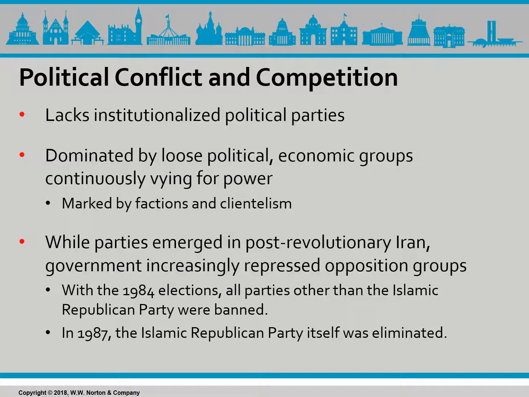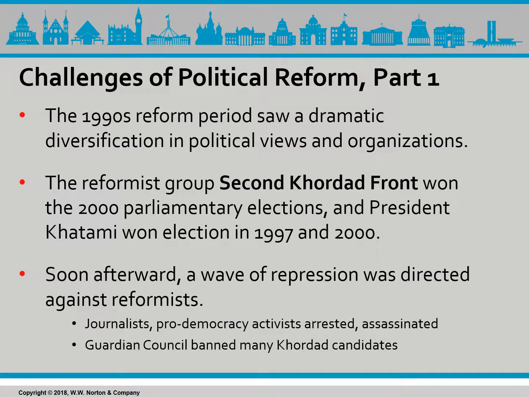Parties emerged in post-revolutionary Iran. Government increasingly repressed opposition groups. Again, they're a single-party system now, and it's the Islamic Republican Party that has been running. But hilariously enough, in 1987, it was actually eliminated itself, and now it's kind of more of just a hodgepodge. So there's been some challenges.